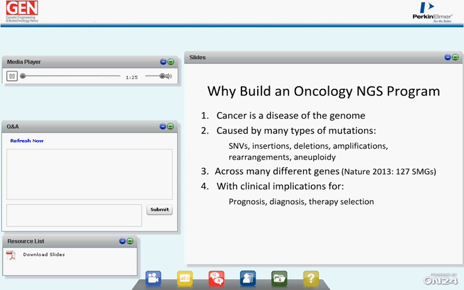So why build an oncology program at all? Well, we know that cancer is a disease of genetics. It's caused by a variety of mutations, insertions, deletions, amplifications, rearrangements, and large-scale aneuploidy of the genome. It occurs across multiple genes, and all of these have implications for the prognosis, diagnosis, and eventual therapy selection that we can offer to treating clinicians.